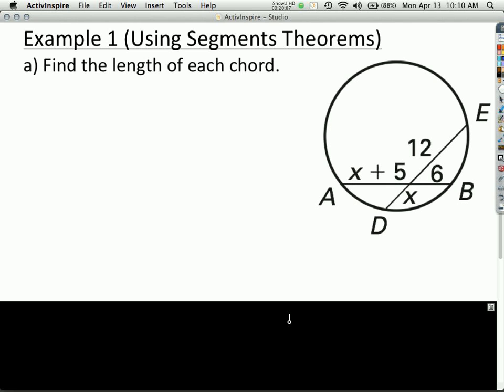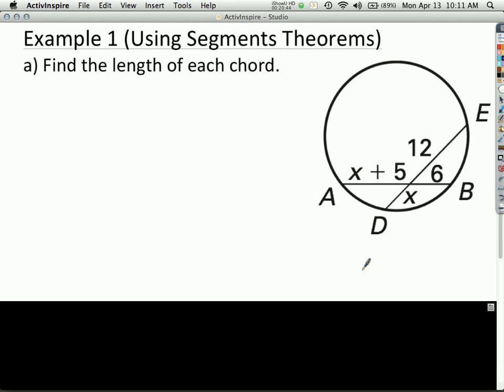So we have this diagram, and we're asked to find the lengths of each chord. We have chord AB, and we have chord DE. The x's are being used as variables to represent lengths. So this length from here to here, and there's no label for the center, which is my mistake. From here to here is x plus 5, and from here to here is a measure of 6. From here to here is a measure of x, and then from here to E is a measure of 12. Find the length of each chord.